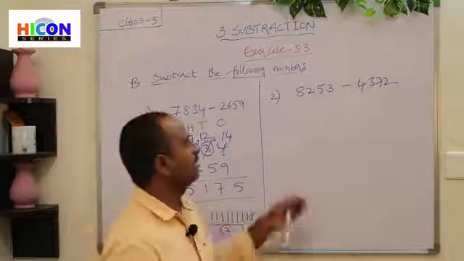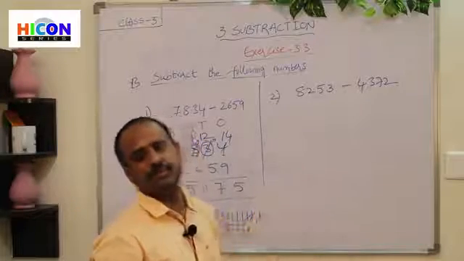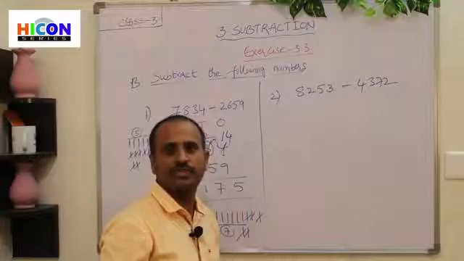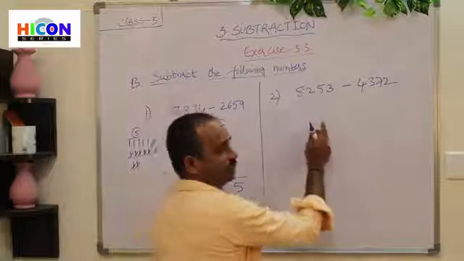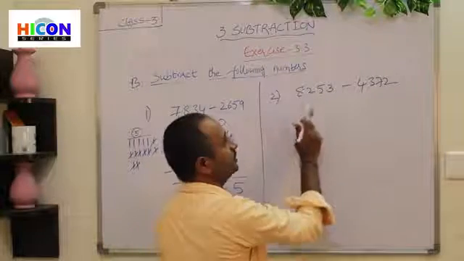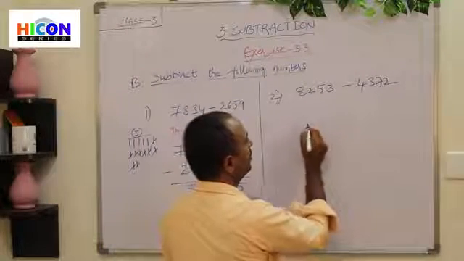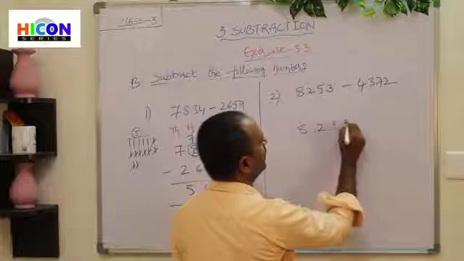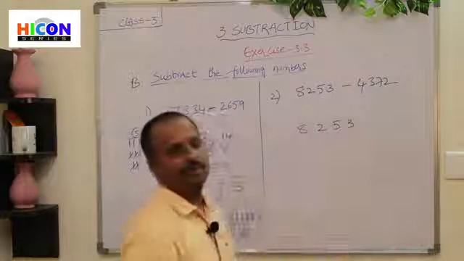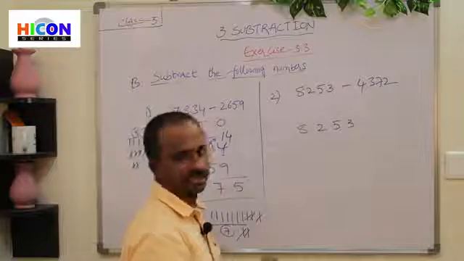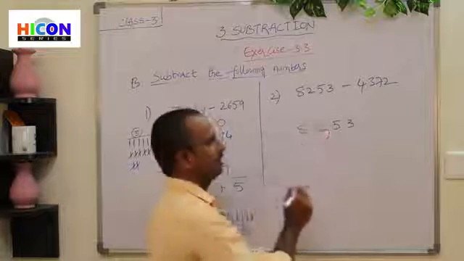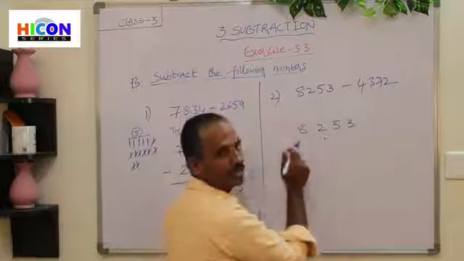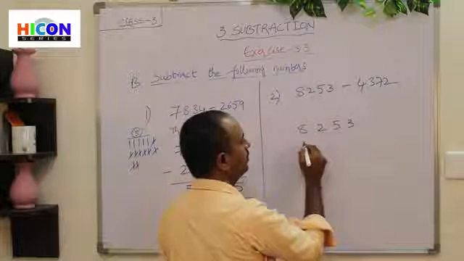So first write the 2 numbers one below the other. And which number should be written first? The first number should be written first. So what is the first number here? 8253 is the first number. So write that number first. And write the next number below this. So write the next number below the first number. What is the second number?